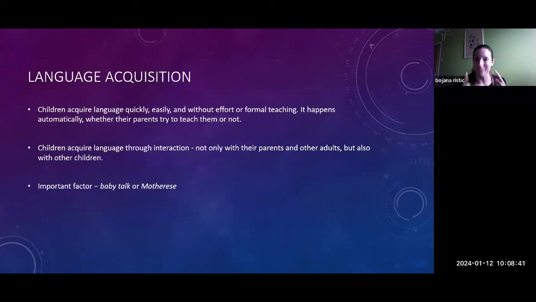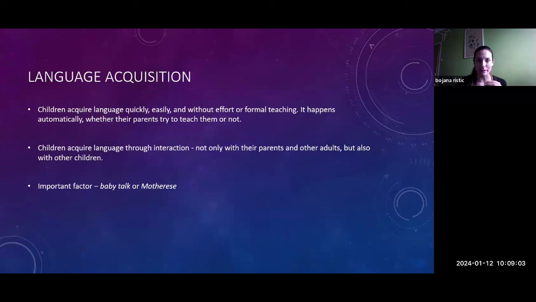Through interaction, and this is very important, right? It's important that the kids, and this is something that we were talking about before we started the lecture, are not watching TV, right? But talking to another human being. We'll come back later to why language is so socially dependent, right?